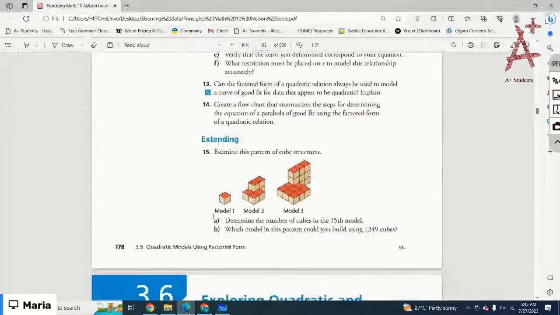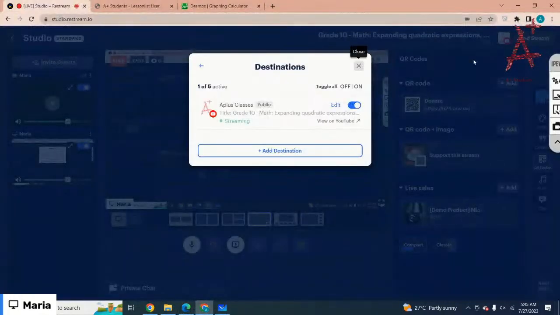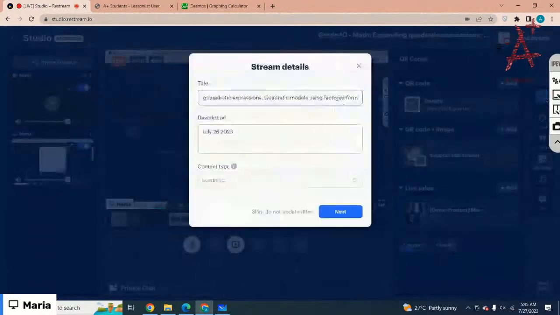Got it? Okay, so that's all for today. We are working on grade 10 math. So the lessons we have covered today are 3.4 and 3.5, and the lessons are expanding quadratic expressions and quadratic models using factored form.